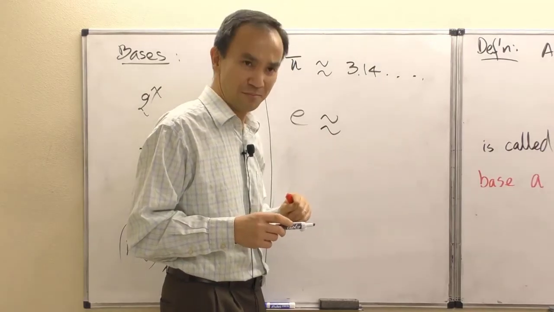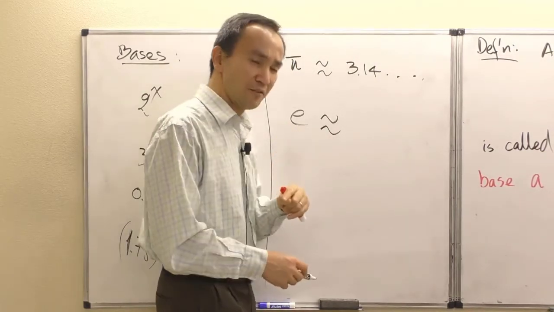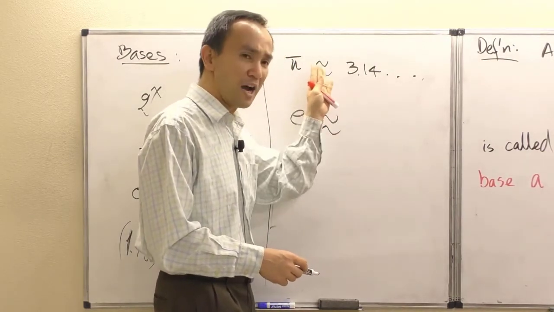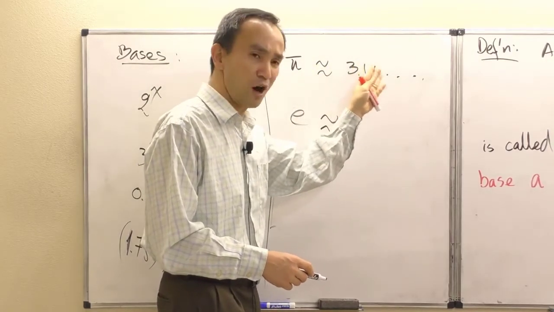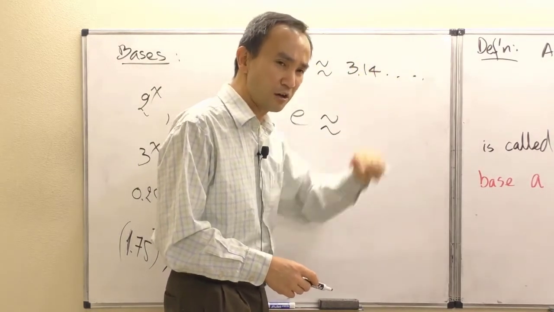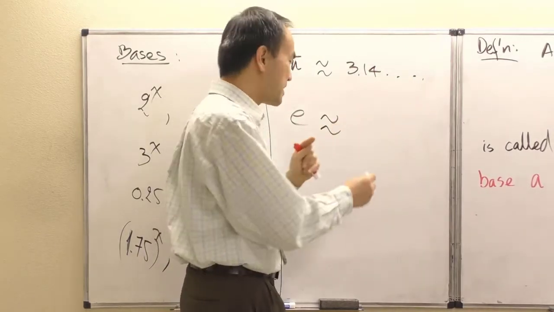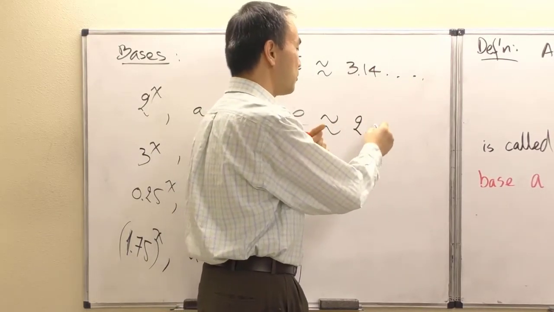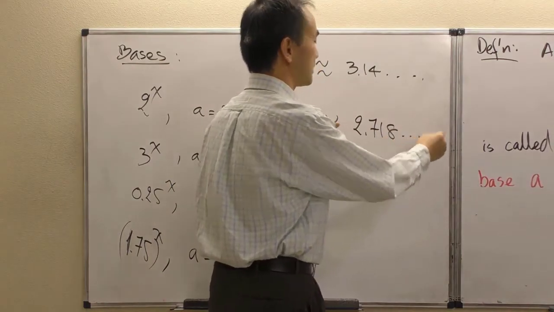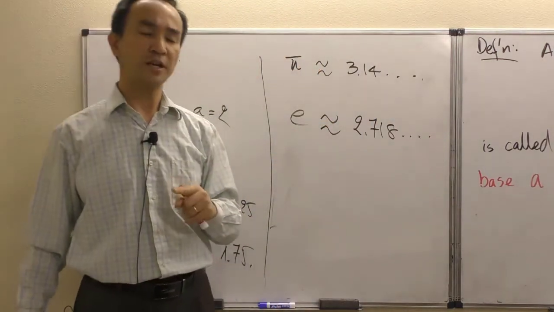at this E number. Okay, so E itself, like I said, is similar to pi. Pi has a value constantly being 3.14 and a lot longer. E is another constant known to human beings. Its value is 2.718 and a lot longer as well. 2.718.